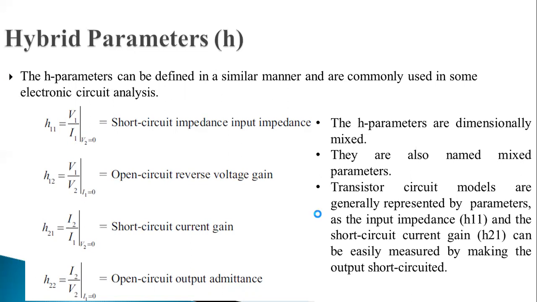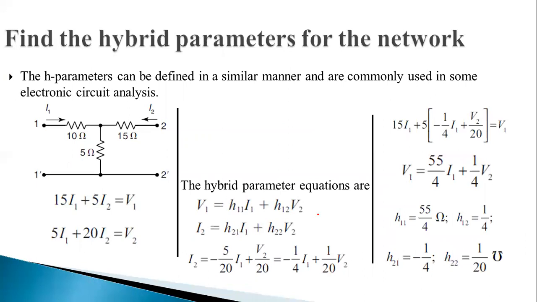So we will see one problem with respect to the H parameter. Let's say we need to find the H parameters for the given circuit. So we can apply the KVL at loop 1. I will get the equation 15 I1 plus 5 I2 equal to V1. Similarly, when I apply the equation at V2, we will get I1 plus 20 I2 equal to V2. From that, we can also calculate the Z parameters as well, but now we are interested in the H parameters only.